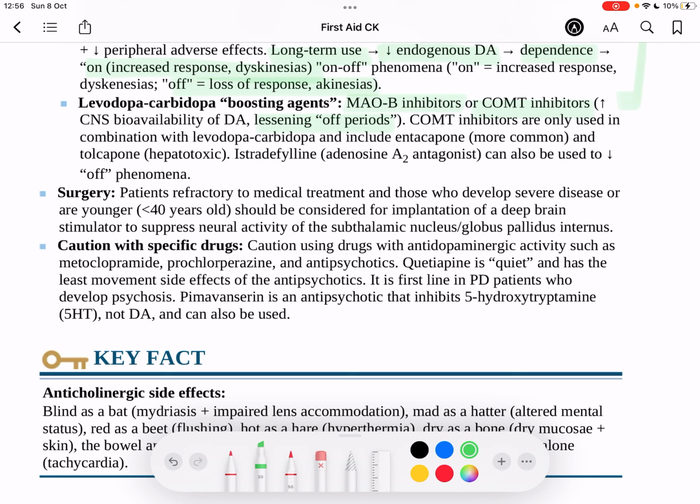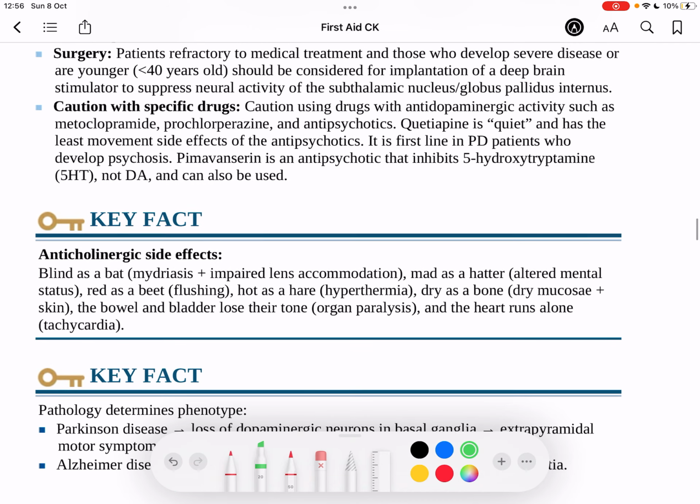Okay? Good. Now, surgery. Surgery is not that commonly given, and it's usually reserved for patients who are refractory to medical treatment and to those who develop severe disease or are younger than 40 years old, okay? And the type of surgery we do is we do an implantation of a deep brain stimulator that is essentially going to be suppressing the neural activity of the subthalamic nucleus and the globus pallidus internus.